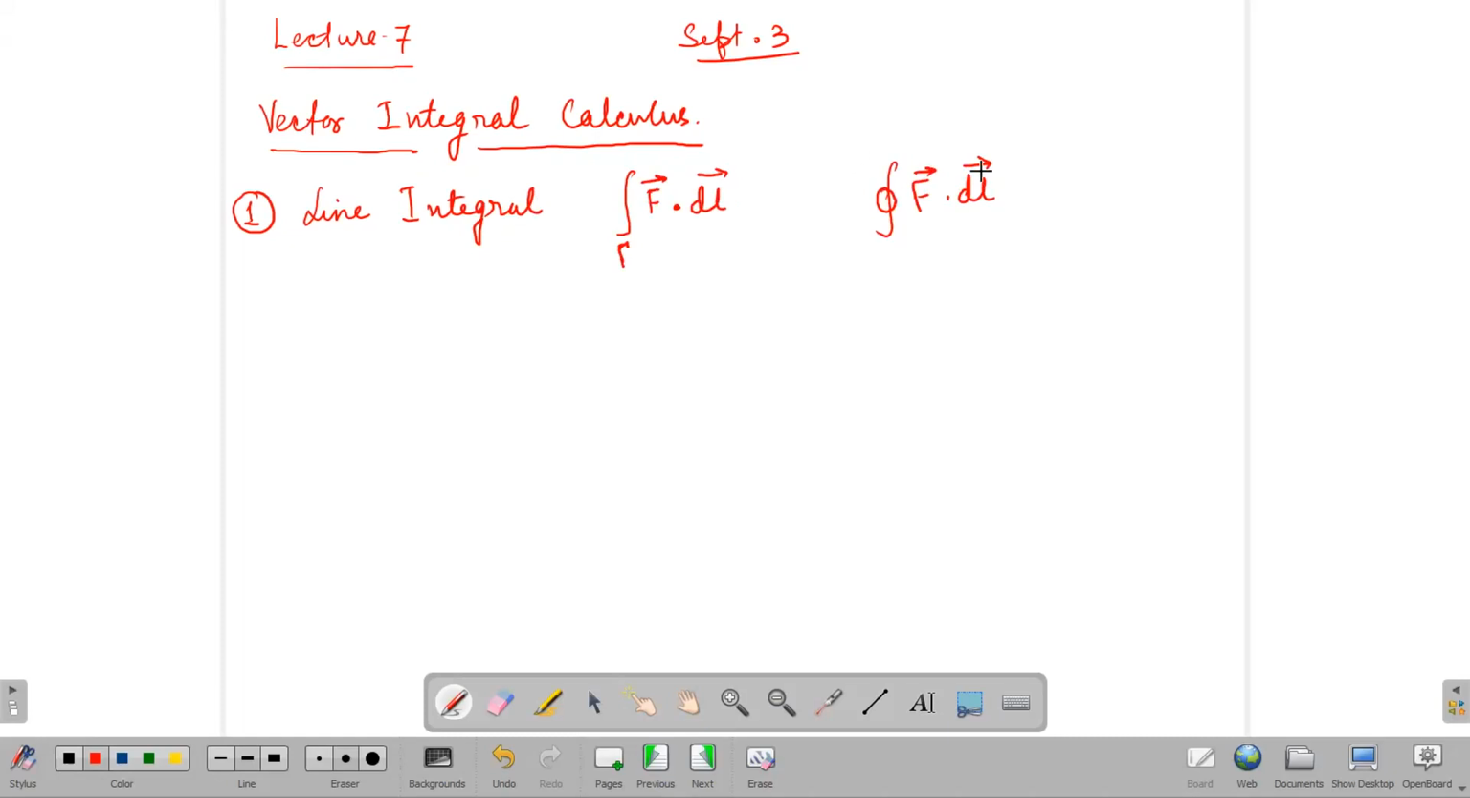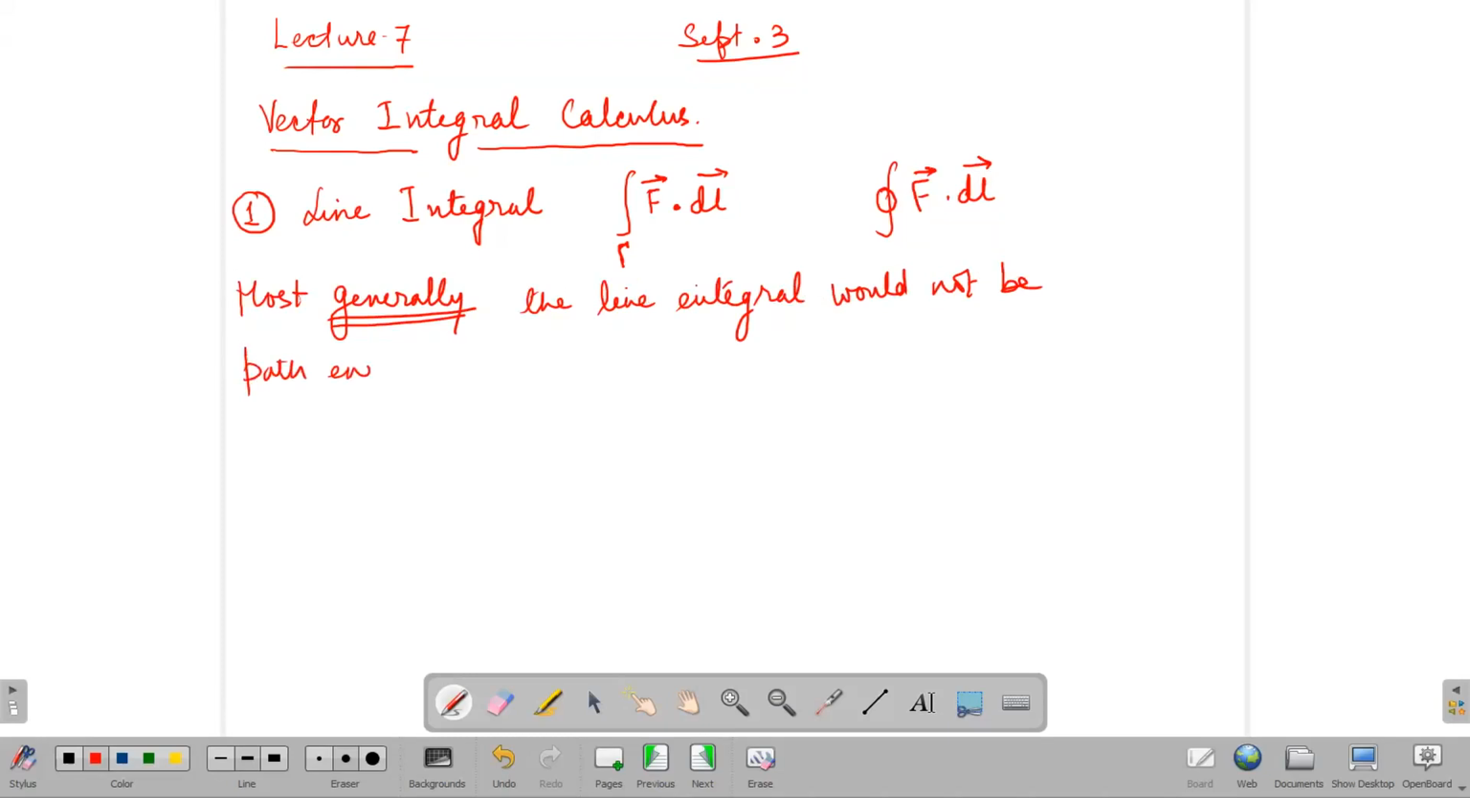And what we mentioned was that, most generally, the line integral would not be path independent. But there does exist a special kind of vector field, and in particular these vector fields have the property that they can be written as the gradient of a scalar function, or scalar potential.